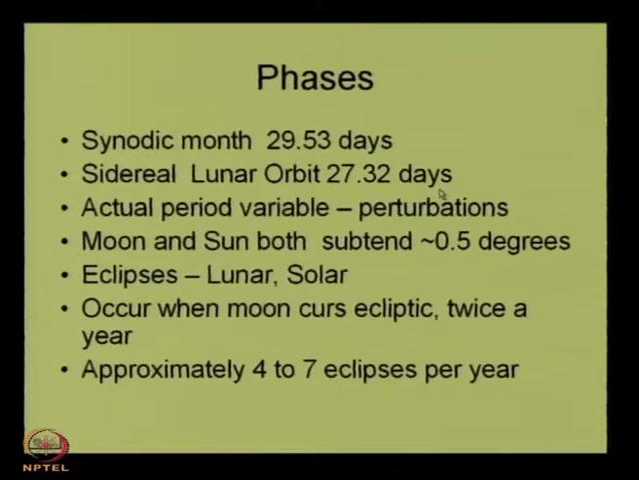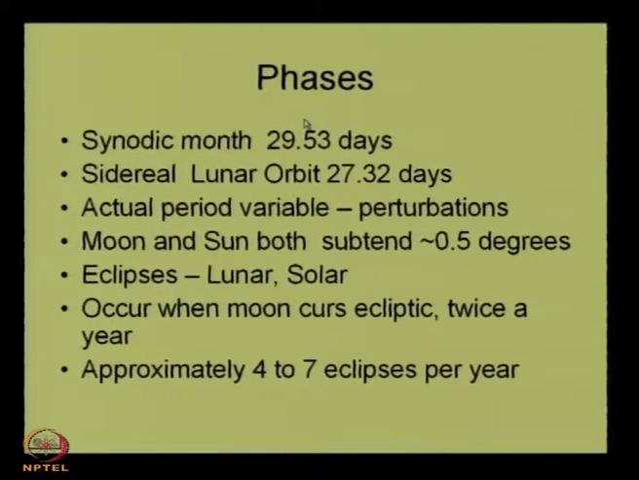Okay. In addition, the phases are not exactly this much. There are perturbations due to the other planets. Okay. So, the gravitational effect of the other planets, other astronomical objects in the solar system have an effect on this. This again causes some variations.